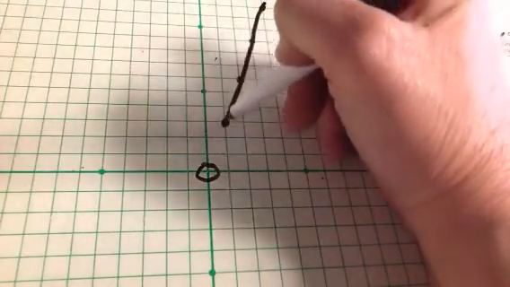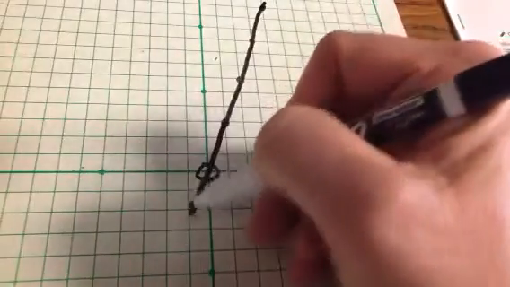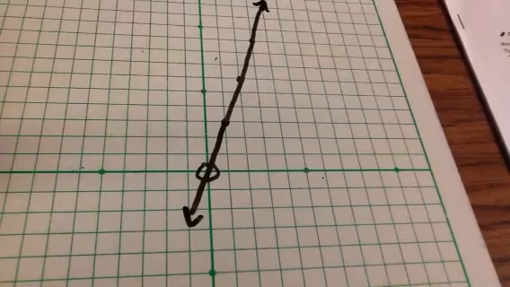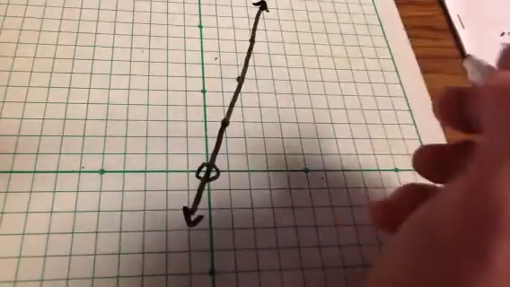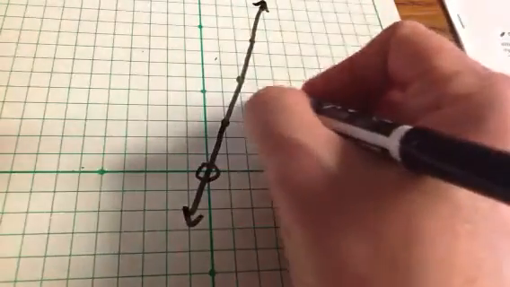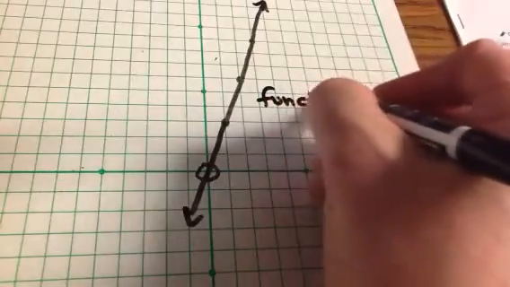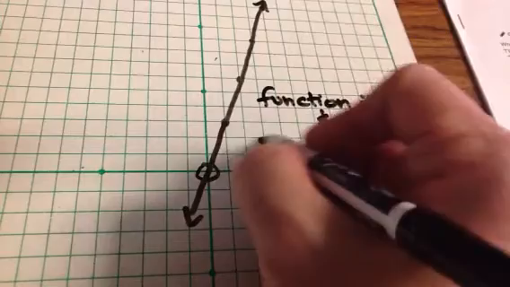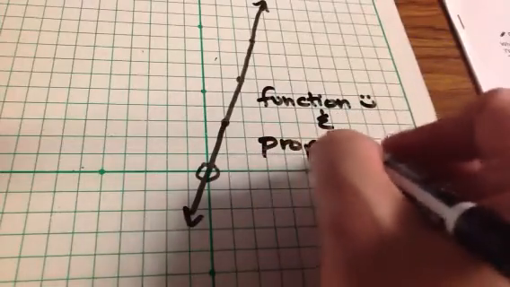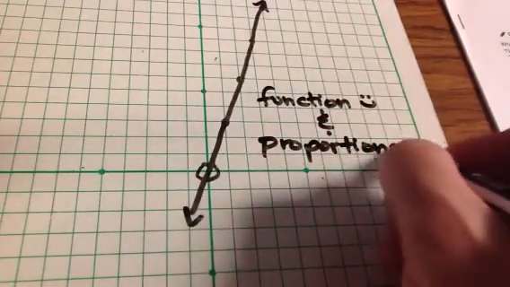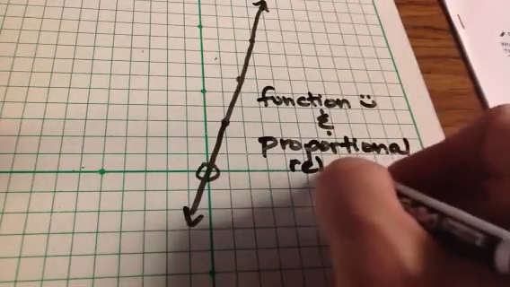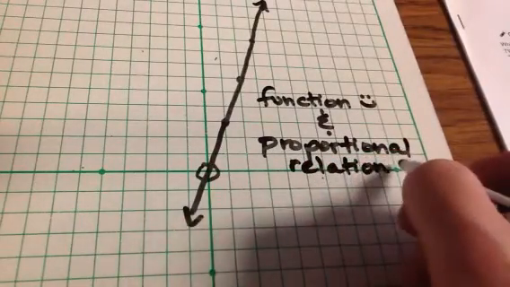Does this make a straight line? And would it cross through 0, 0? Yes. So is this a function? Yes. Is this a proportional relationship? Yes. So I need you to write, this is a function. Write this on your board. And it is a proportional relationship. Write this on your paper. Sketch it out as a line crossing through 0, 0. It's a function and it's a proportional relationship.